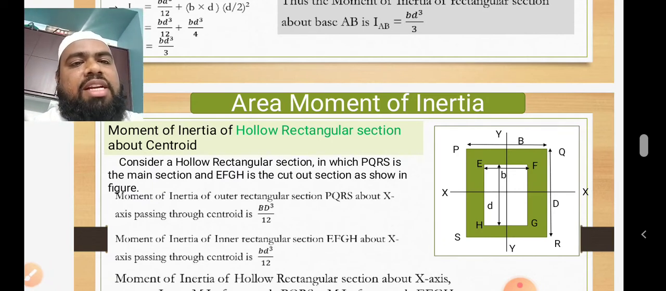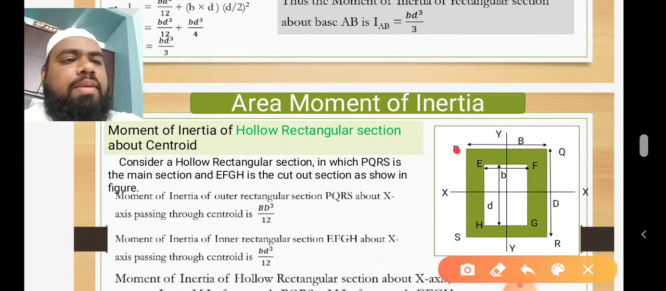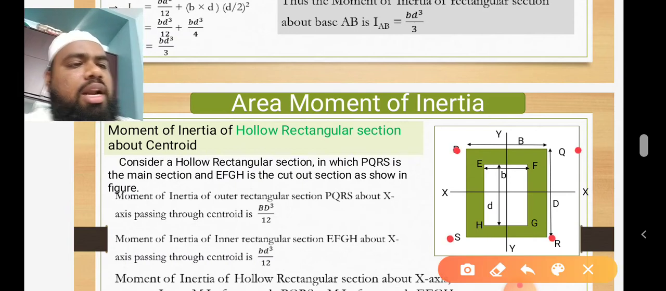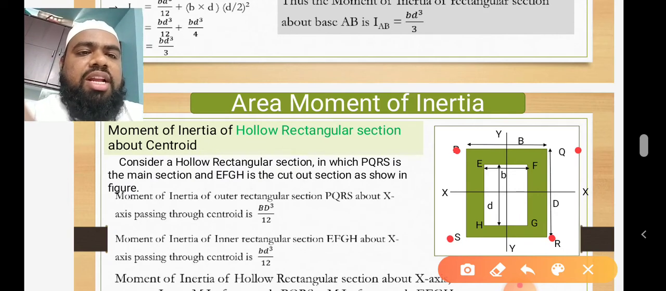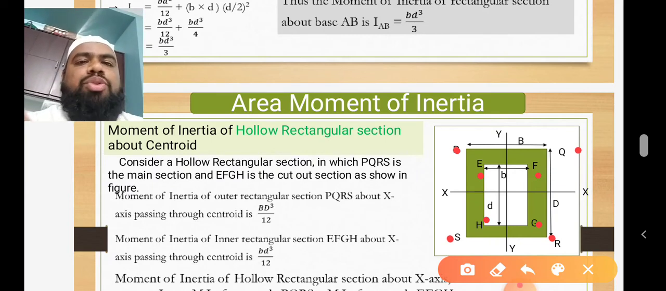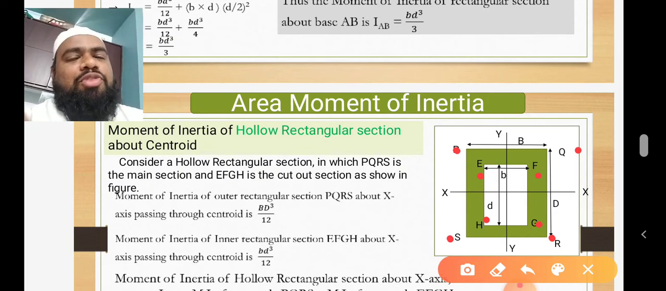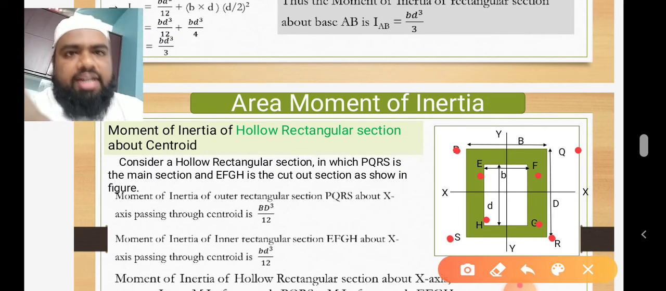axis. What will happen? Consider the hollow rectangular section which is PQRS. Clear? Now PQRS is the main section and EFGH is the cutout section as shown in the figure. Cutout section. So simply what will happen? From the overall section, the cut section will be subtracted.